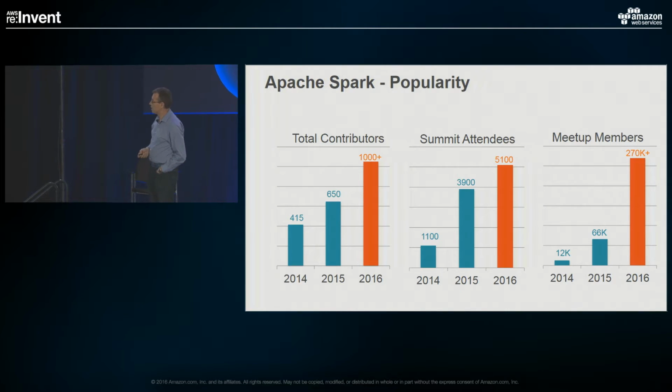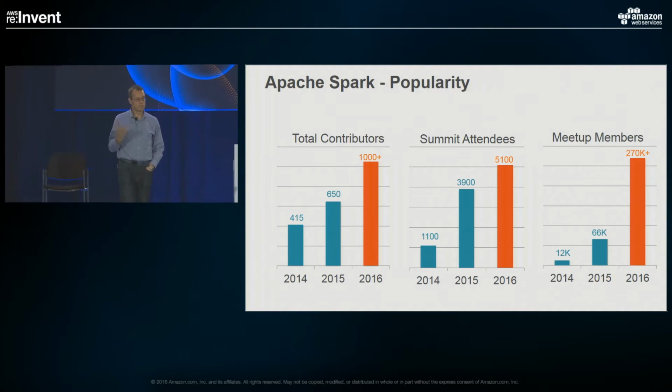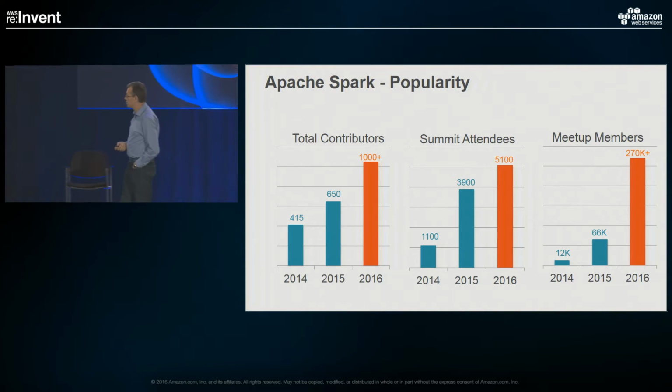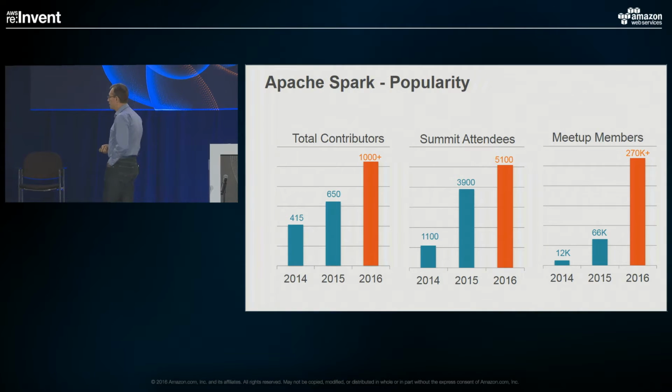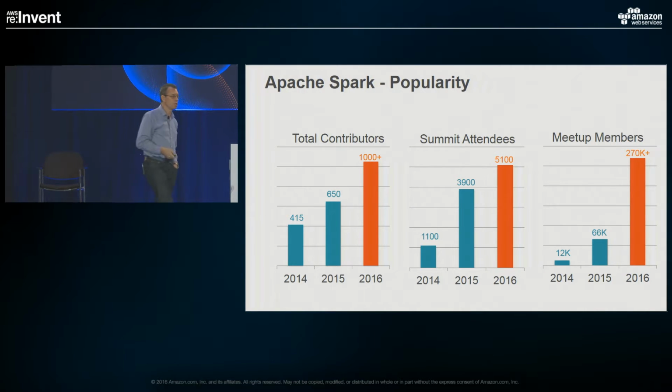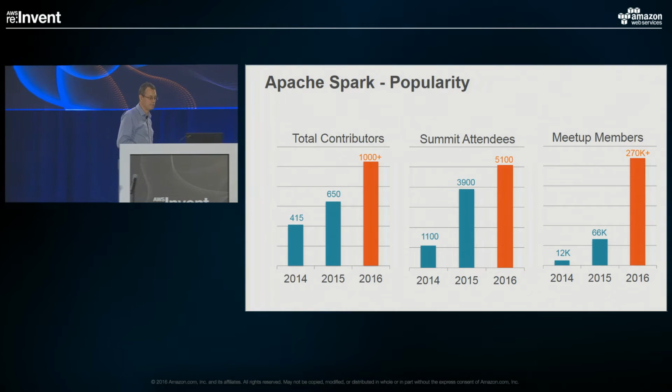We ran 3 Spark summits, one on the East Coast, one on the West Coast, and one in Europe. This year attendance was over 5,000 people. And probably the most impressive figure is the number of meetup members across the world. From last year, it increased by over 4 times. And that number, if you look now, probably is over 280,000. It's growing very fast every day.